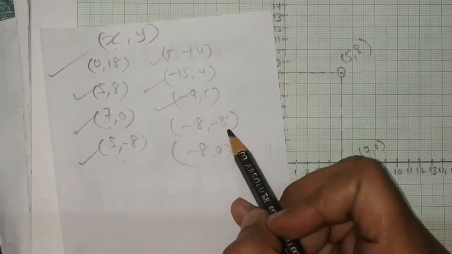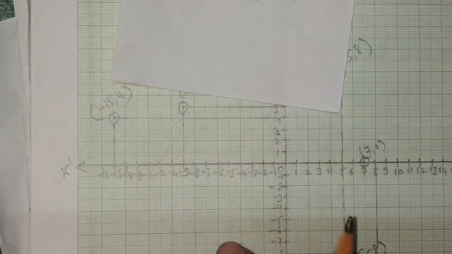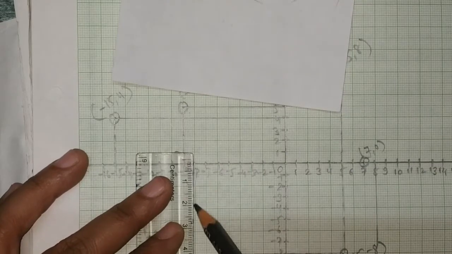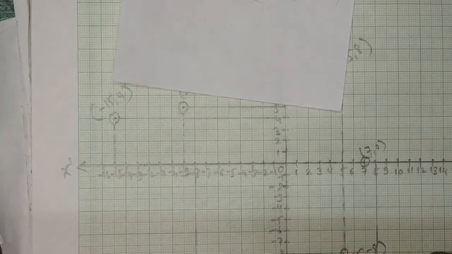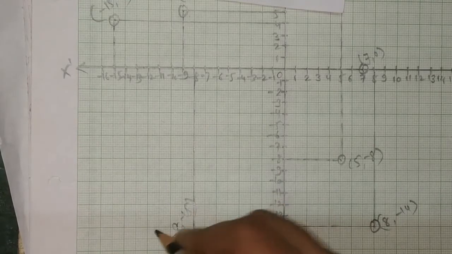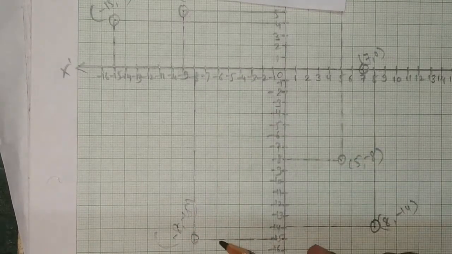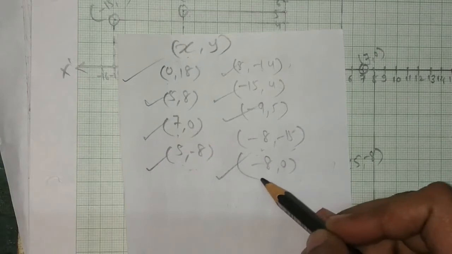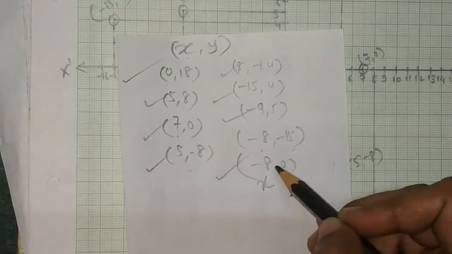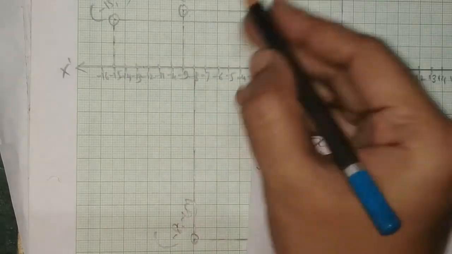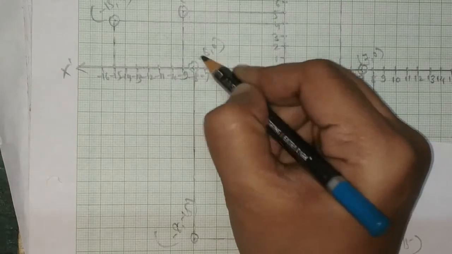Next we have both negatives, -8, -15. So it is going to lie in the third quadrant. This is -8 on the x-axis and here -15. First we'll take a point on the x-axis, then on the y-axis, then the intersection we will highlight as a point. And then the last point is minus 8 comma 0. Here x is minus 8 and y is 0, which means this point lies on the x-axis, on the x dash side, meaning this is minus 8 comma 0.